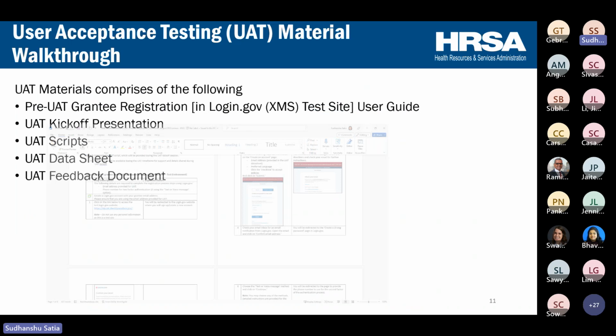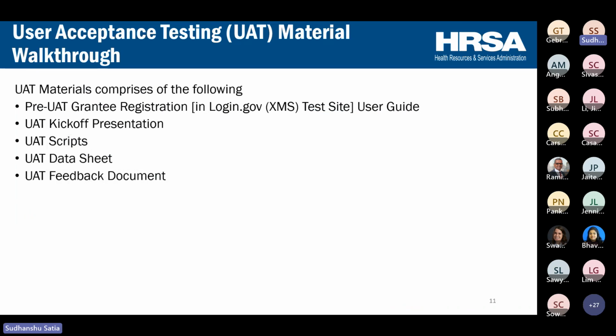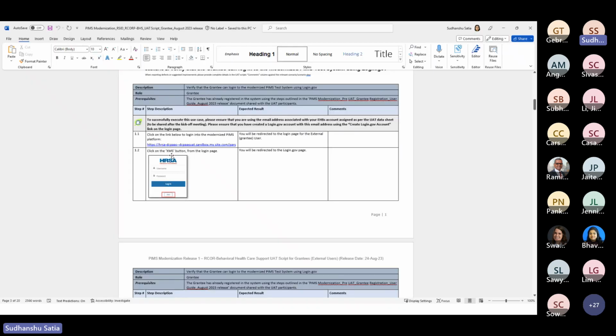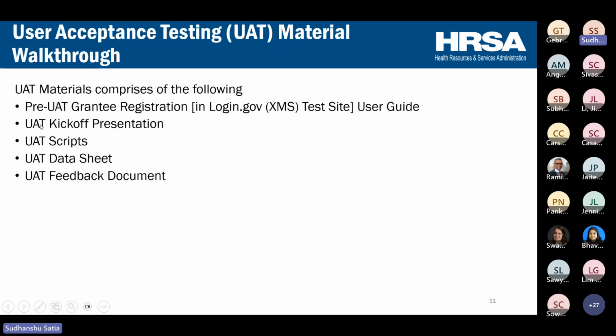In addition to this pre-UAT grantee registration document, this kickoff presentation will be shared. There is a UAT scripts document, which is nothing but step-by-step details of how you need to follow the UAT script. So if you see this description, what result you should expect and what comments you can add. Let's say if you get the result as expected, you can add the comment as pass. But if you are not getting the result as expected, please add your feedback in the comment section. But please add the steps to reproduce so that our quality assurance team can reproduce that scenario and get back to the root cause of the issue. So all these documents, along with the data sheet, I'll show you how the data sheet looks towards the end, will be sent out with a meeting invite on Monday.